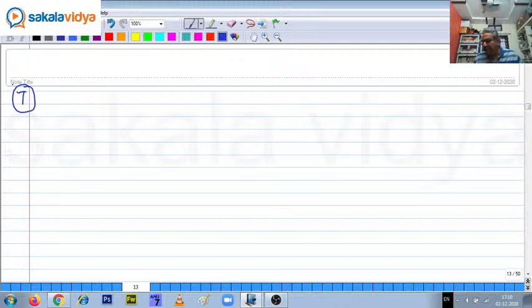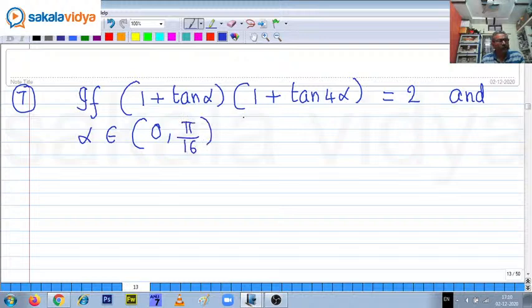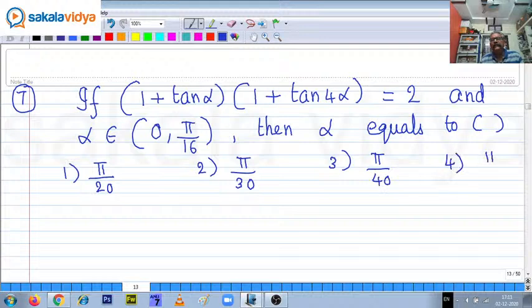Now the seventh question. If (1 + tan α) multiplied by (1 + tan 4α) equals 2, and α belongs to (0, π/16), then α equals: first option π/20, second option π/30, third option π/40, fourth option π/60.